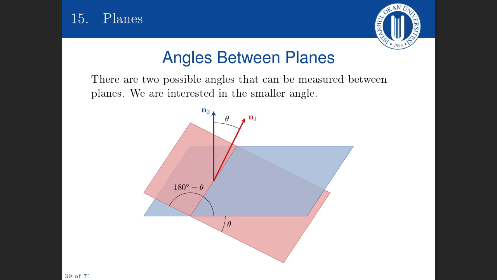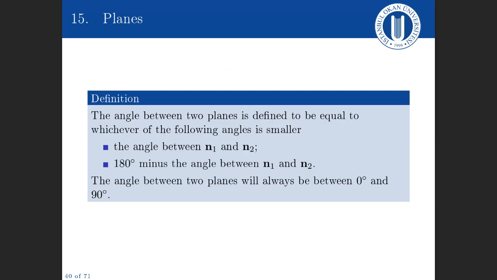Let's talk about the angle between two planes. There's two possible angles between two planes, as you can see from this picture. We are interested in the smaller angle. More precisely, the angle between two planes is defined to be whichever of the following angles is smaller: the angle between n1 and n2, or 180 degrees minus the angle between n1 and n2. That means the angle between two planes will always be between 0 degrees and 90 degrees.